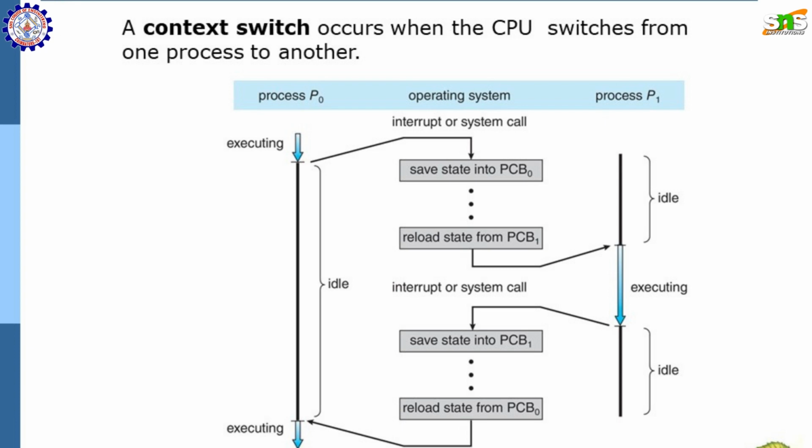After execution, the current state of process P1 is saved in its process control block and it gets terminated. Then process P0 is reloaded, gets executed and then gets terminated. So this is how the CPU switches from one process to another.